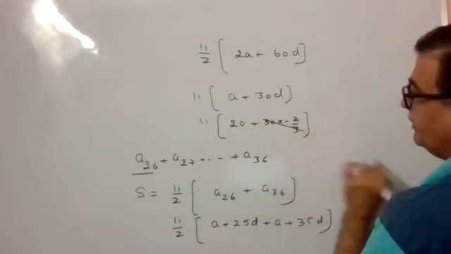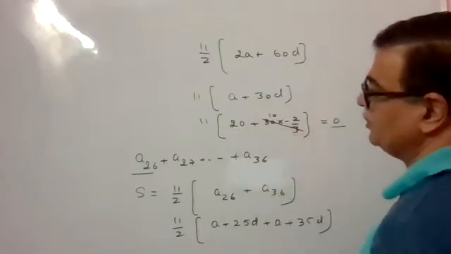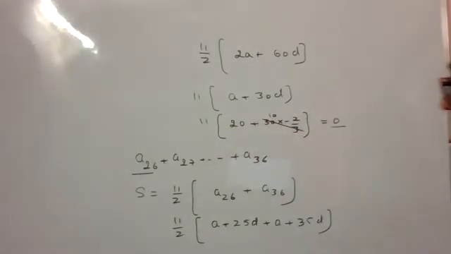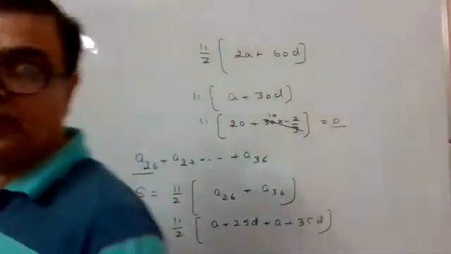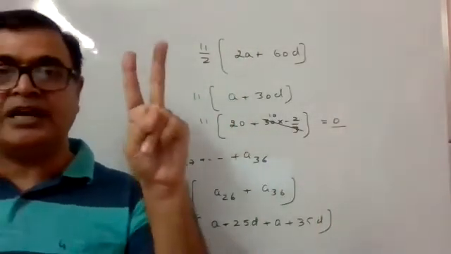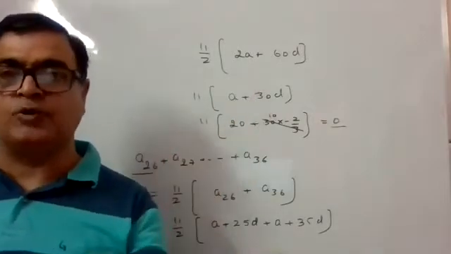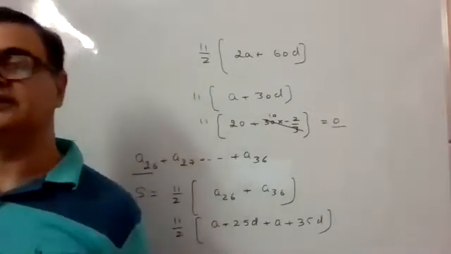So when you solve it, this will come 10 minus 20 plus 20. Yes, it is coming 0. So we will say yes, because 26 to 36 terms in this AP give the sum 0. That's why we have two answers. And keep in mind, whenever the common difference comes out to be negative, you will have two answers.